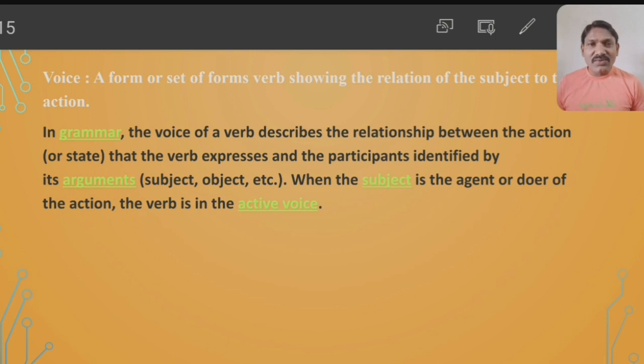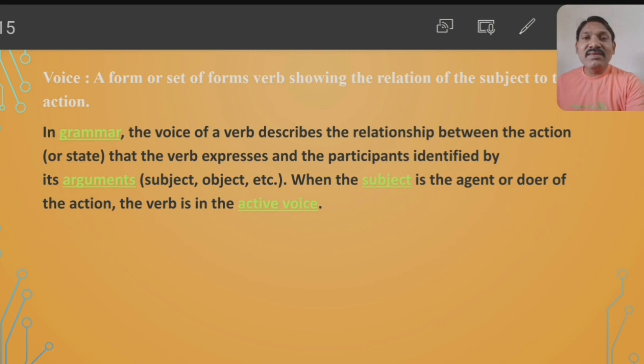Okay students, have you understood what is active voice? If the subject is active, if the doer of action is the subject, then the verb is in active voice. Okay students, further we are going to understand this with an example. And you tell me now, what is active voice? You can text your answer in the comment section.